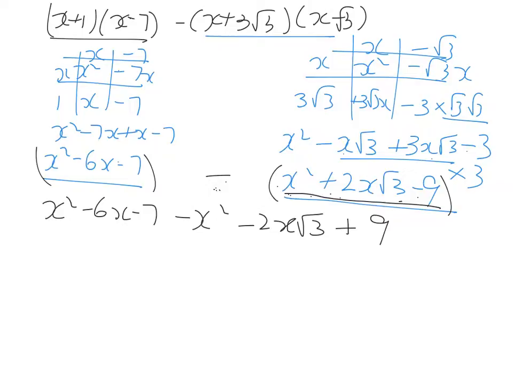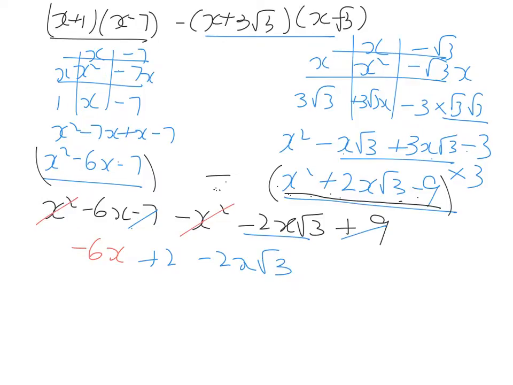And from there, we go off and we collect like terms. So x squared and minus x squared. So we've got no more x squared. So instead we've got negative 6x, and we've got negative 7, and plus 9, so it becomes plus 2. And then we're left with this minus 2x root 3.